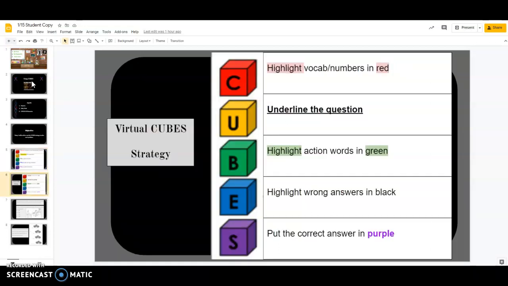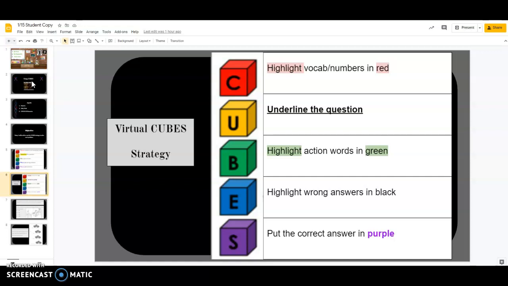The virtual CUBES strategy is still the same acronym, CUBES, but looks a little different. For C, you are going to highlight any vocabulary words, keywords, or numbers in a light red. For U, you are going to underline the question. And by underline the question, I mean you are underlining only the sentence that ends with a question mark. Many times with word problems, there are several sentences in the whole reading, so you only need to underline the part that's directly asking you the question.